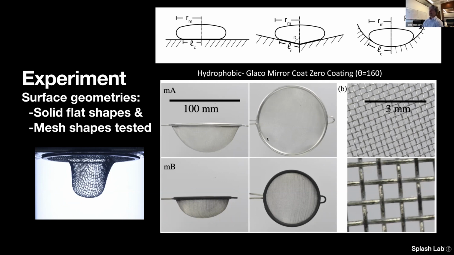Then we coated these. All of these are coated with a hydrophobic coating. And in general, our wetting angles are about 120 to 140 degrees, 160 degrees, I forgot. We used the Glaco Mirror Coat Zero in our last experiments, and so they're a little bit higher. Sorry, originally we used a different coating.